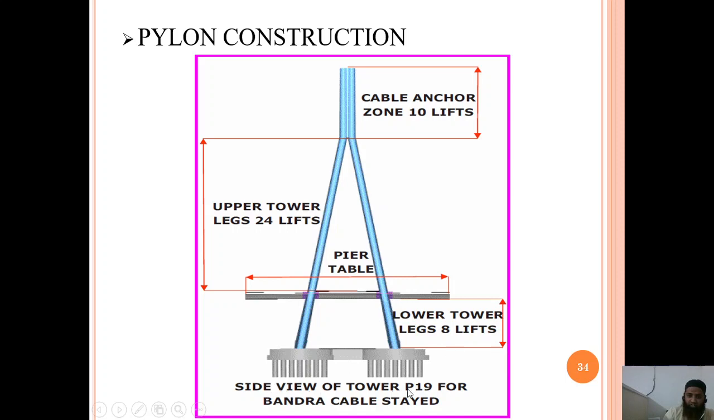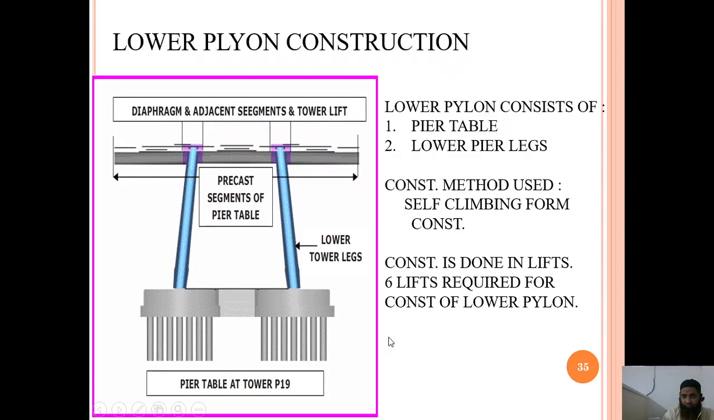You can see the side view of the tower is P19 for Bandra cable. This is the side view, how it looks. Basically, the piles are inserted, then the pile caps are set on top of that. Above that, these piers come, and over this the pylon construction takes place. You can just see the height of the pylon. As I told you, it is very huge with a very big size.